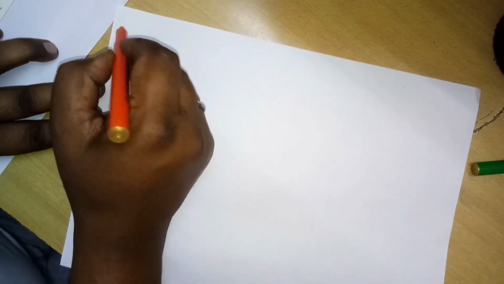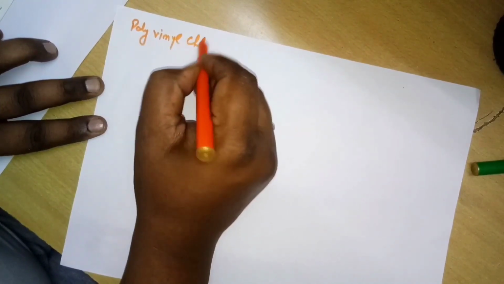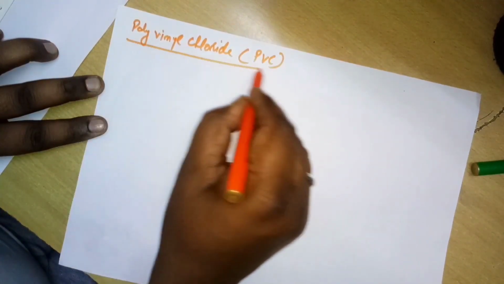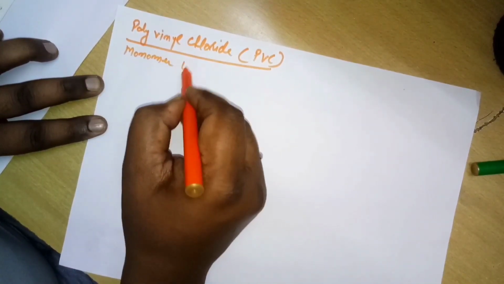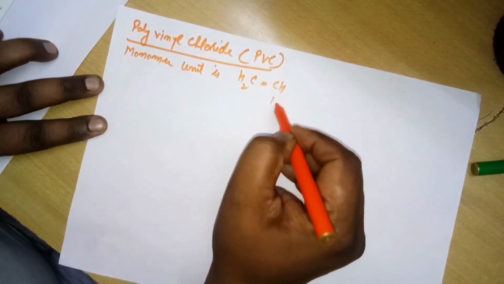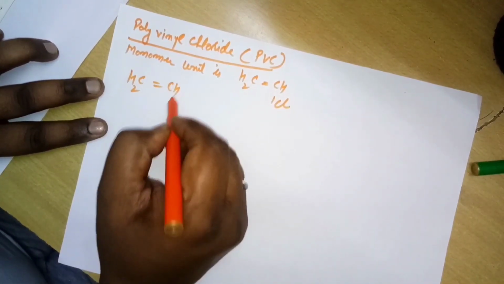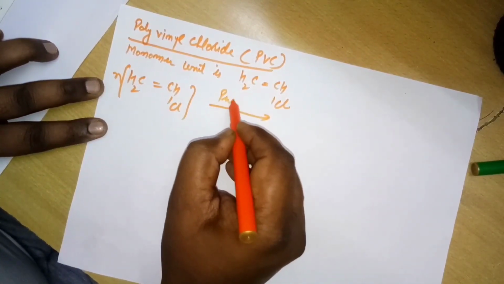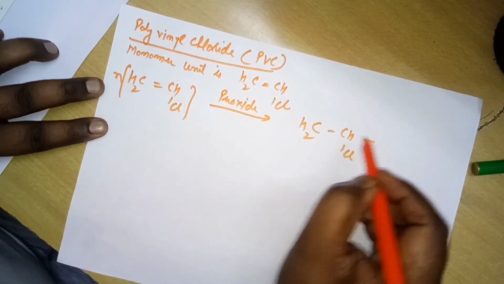Next we will take polyvinyl chloride, also called PVC. In this, the monomer unit is vinyl chloride. This is the formula of vinyl chloride. We will take a large number of molecules of vinyl chloride. These undergo polymerization in the presence of peroxide and we get polyvinyl chloride.